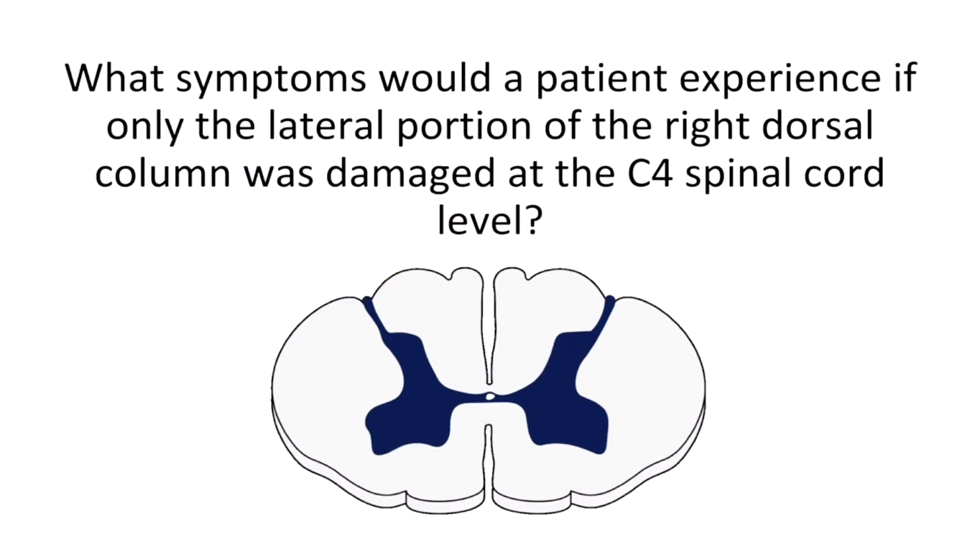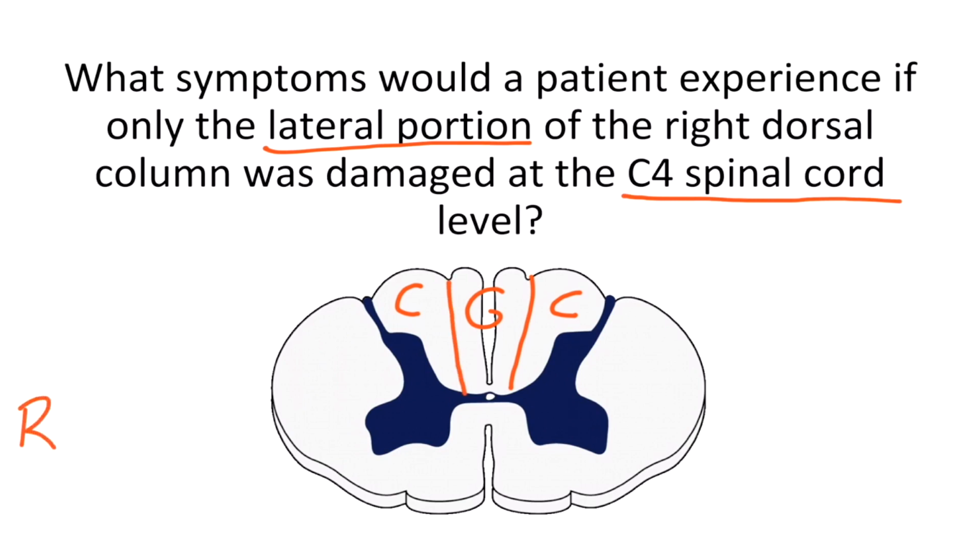So let's do another question. What symptoms would a patient experience if only the lateral portion of the right dorsal column was damaged at the C4 spinal cord level? So in this question, we need to make sure we recognize that the dorsal column carries the fasciculus cuneatus and the fasciculus gracilis. So we know that this side is the patient's right, and this side is the patient's left, and this is the C4 spinal cord level. And that makes sense because this image looks like a cervical spinal cord level based on its unique shape, which we discussed in part 1 of this section.